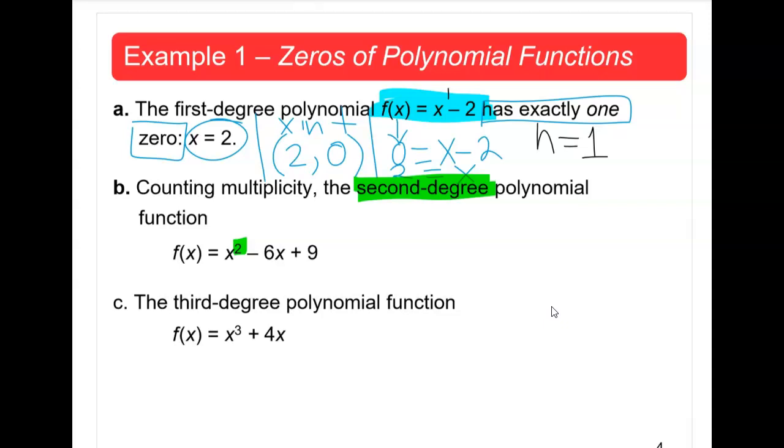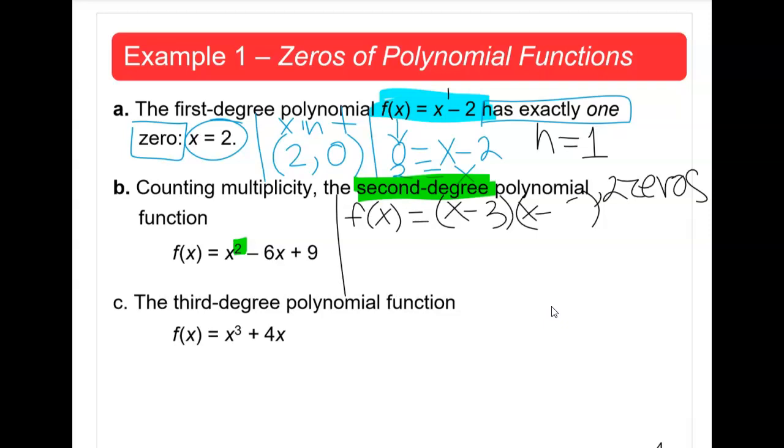So if we want to find the zeros, for example, of this polynomial, well, first of all, it will have exactly 2 zeros. Okay, so I'm going to try to factor it. F of x is equal to the product of two binomials. And these two binomials will be x minus 3, x minus 3. So this polynomial can actually be factored this way, (x minus 3) to the second power.